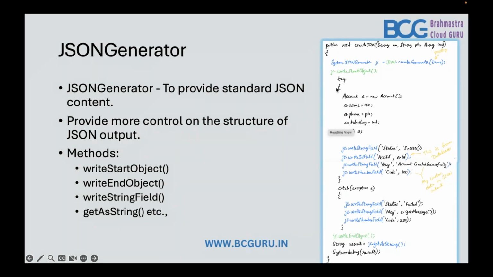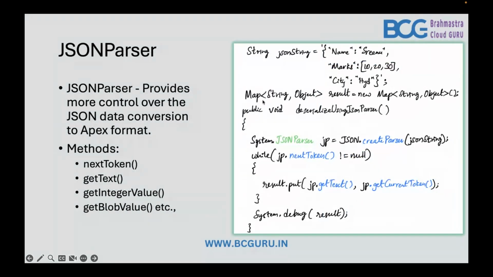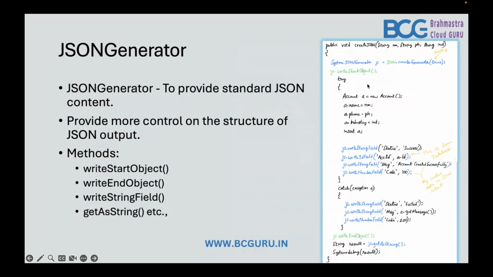So in this Apex class, what I'm doing, JSON generator, account details. Sorry, are we sending account details or are we receiving them? We are sending. Here we are not sending actually. In this class we are just creating the JSON with the account data.